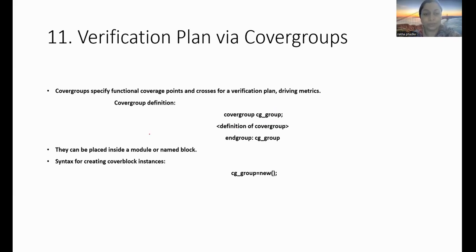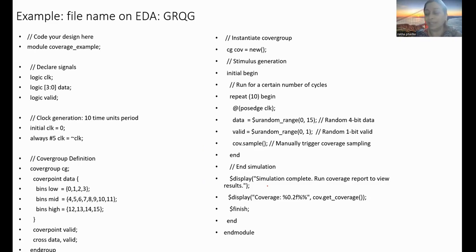Then endgroup. You can place these covergroups inside a module or inside a named block, wherever required. And how do you create an instance of a covergroup? You just call the constructor new. For this particular covergroup, cg_group, I'll assign it to the constructor new. In that way, I'm creating an instance of that covergroup. Let's see an example and understand how they are used in our code.